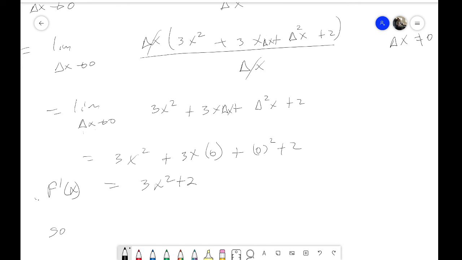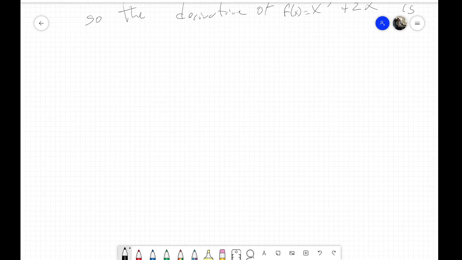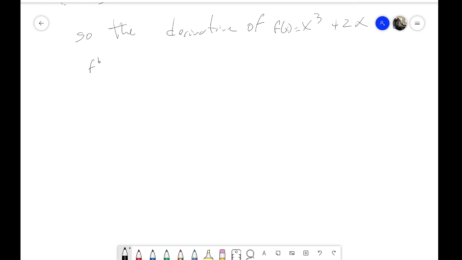So the derivative of x cubed plus 2x is f prime of x equal to 3x squared plus 2.